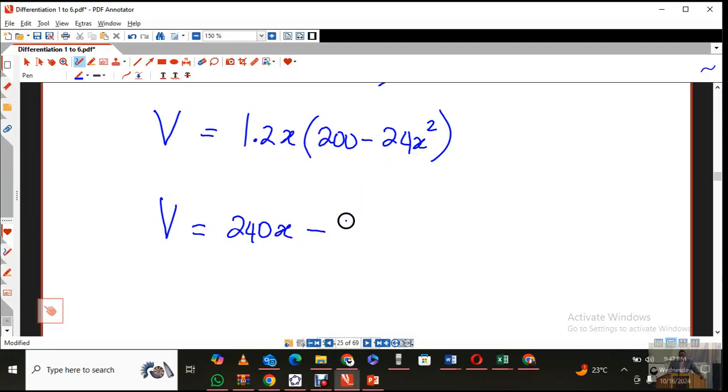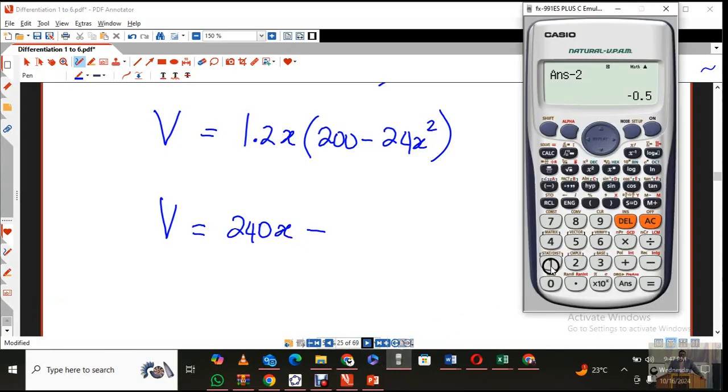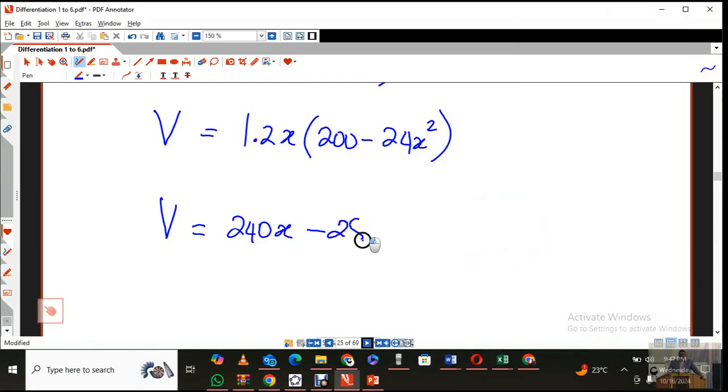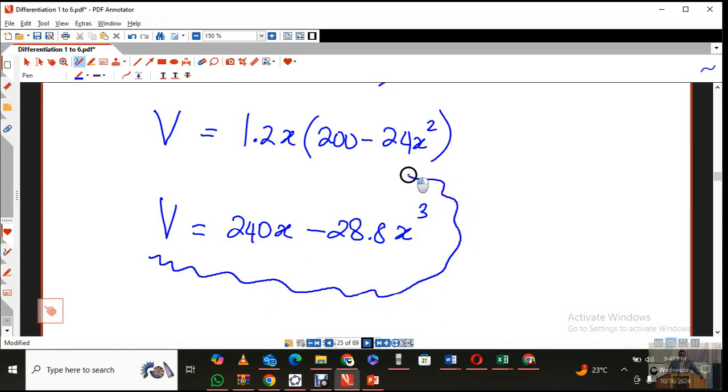That's going to give you 1.2 times 24. Of course, that gives you 28.8. So that's 28.8x cubed. That's why I said you are supposed to correct that. Okay, so this is just straightforward grade 11 work, if you have to say ordinary mathematics.